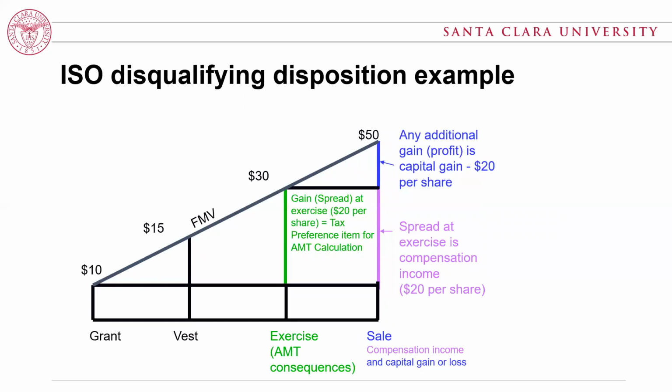The capital gain element is the difference between the $30 fair market value at exercise and the $50 sale price, so $20 a share. The gain is short-term if the sale is less than a year from exercise, or long-term if it's been more than a year since exercise, but less than 2 years from grant.